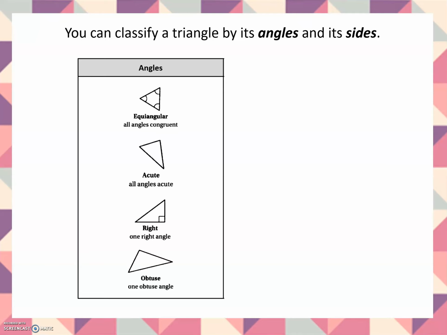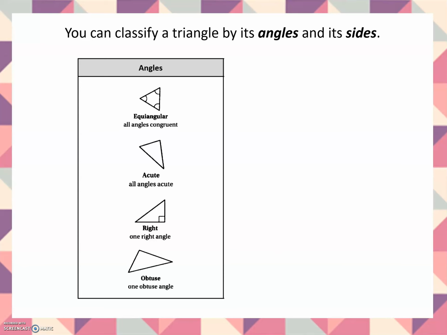When you look at a triangle, you first want to look at the angles, and here's some vocabulary that is important for you to know. In an equiangular triangle, all angles are congruent, and you can see that that's indicated by the arcs that are drawn inside the triangle. In an acute triangle, all of the angles are going to be acute, or less than 90 degrees. A right triangle will have one right angle, which is usually labeled with this box in the corner here. And in an obtuse triangle, there's going to be one obtuse angle.